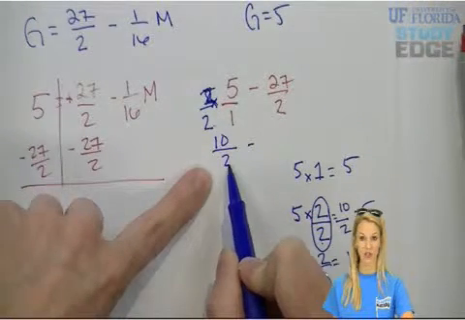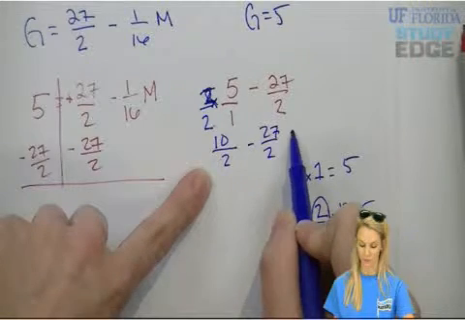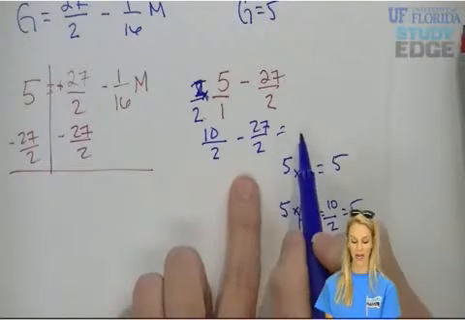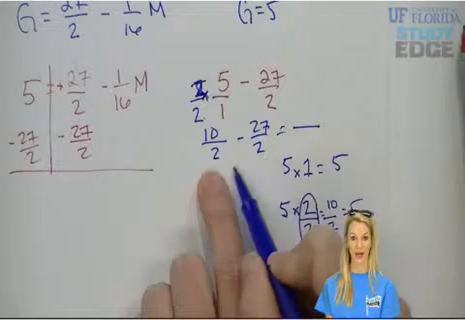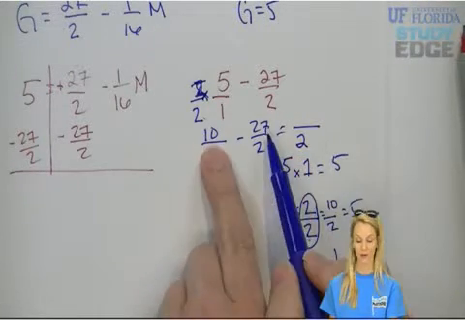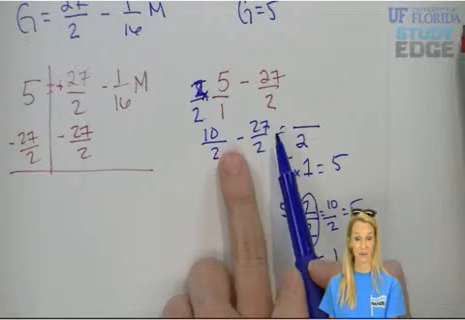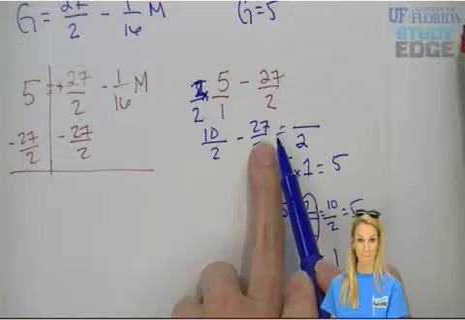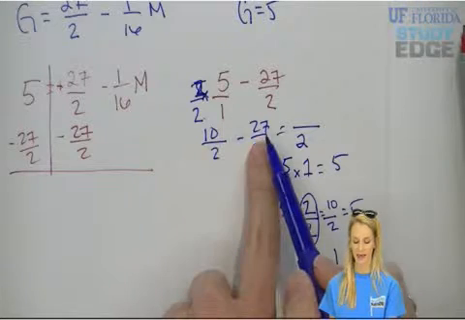So now we have 10 over 2 minus 27 over 2. Okay, when we subtract fractions, am I subtracting my denominators? No, we're keeping our denominator the same. We're keeping that as a 2. What about my tops? I am going to subtract that. I'm going to take 10 minus 27. I've got 10 and I'm taking away 27.